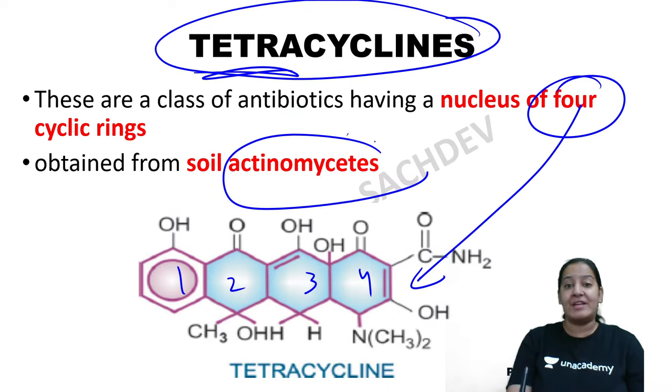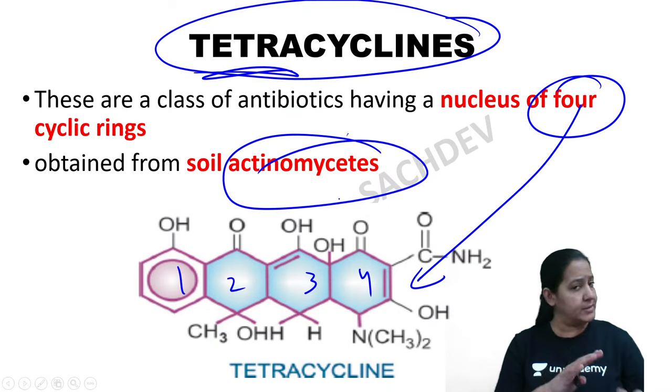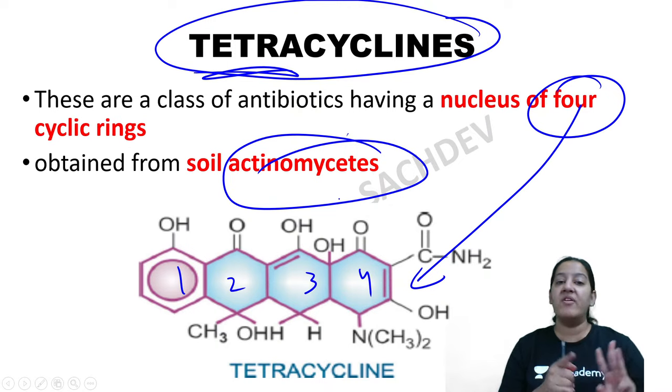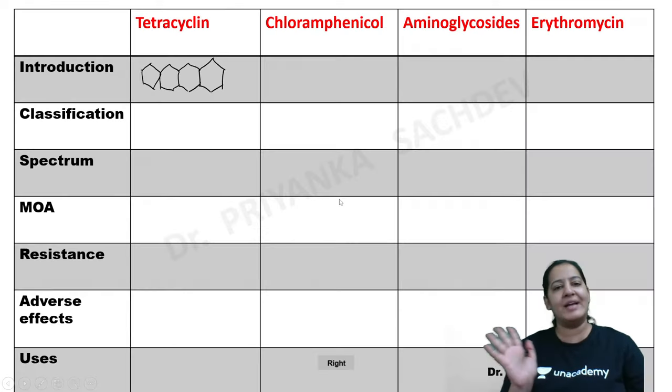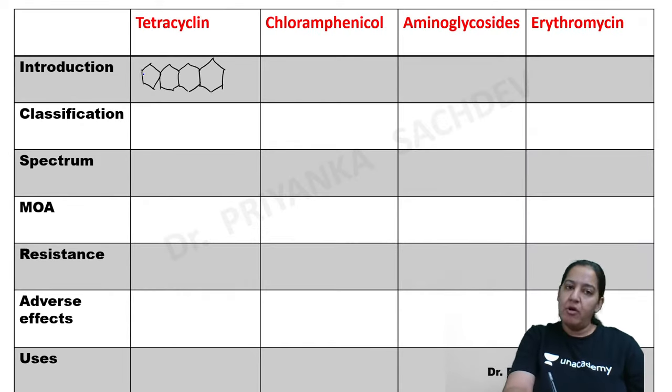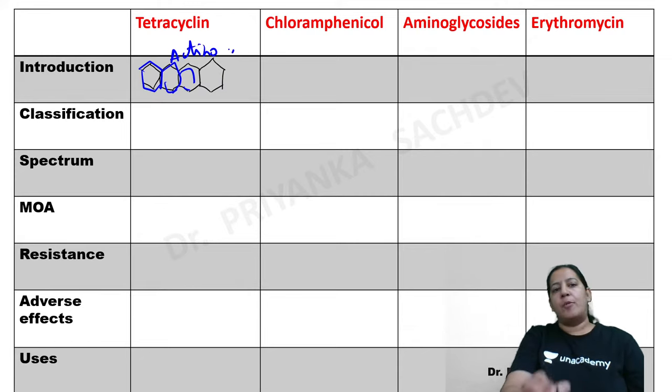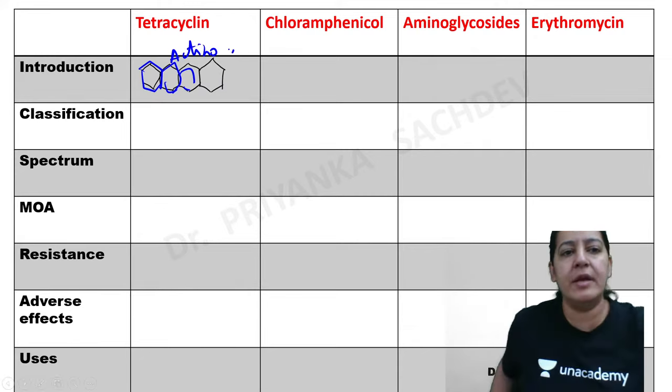And it is obtained from actinomycetes. It is also important. It is not obtained from bacteria. It is not obtained from fungus. It is obtained from actinomycetes. Write that down in the structure. So in the structure, I will also fill this table with you, by the way. Can you see? I have drawn the tetracycline structure here, right? And I have written here, please write down, it is obtained from actinomycetes. That's what is important in the introduction.